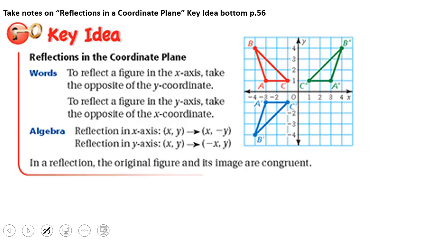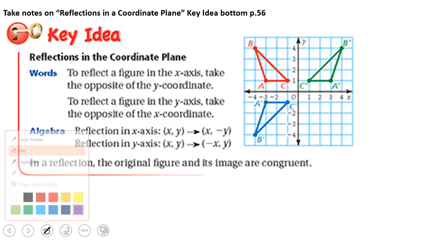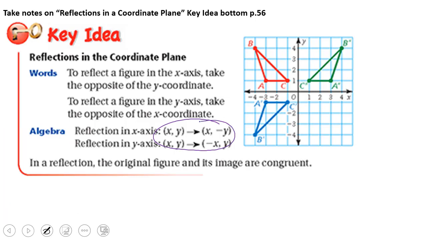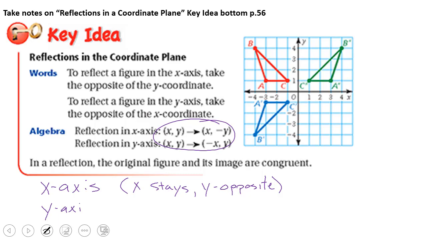So, reflecting in the coordinate plane, you read all this stuff where it says, if I reflect in the x-axis, take the opposite of the y-coordinate, reflect in the y-axis, you take the opposite of the x-coordinate. It kind of shows that with its algebra right here. And what it means, and this is what I wrote down on mine, if I reflect in the x-axis, my coordinates look like this: x stays, y opposite. If I reflect in the y-axis, x is opposite, y stays.